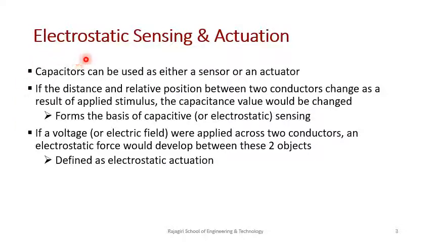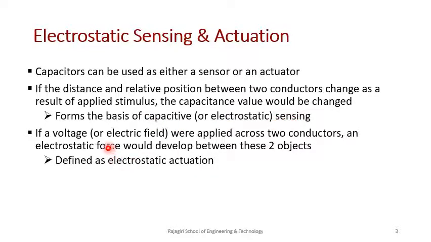Now we will start with the electrostatic sensing and actuation principle. So we know that a parallel plate capacitor is one of the most fundamental arrangements used in sensors and actuators. A capacitor can be broadly defined as two conductors that can hold opposite charge. So capacitors can be used either as a sensor or as an actuator. If the distance or the relative position between the two conductors changes as a result of the applied stimulus, then the value of capacitance would change. This forms the basis of capacitive or electrostatic sensing.